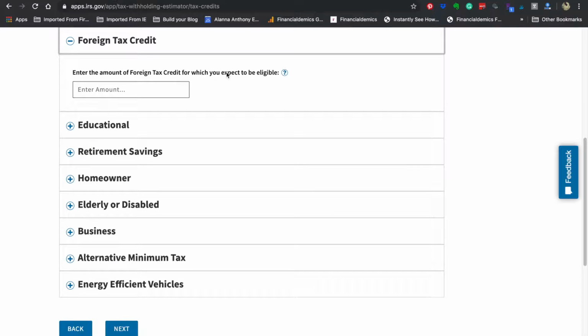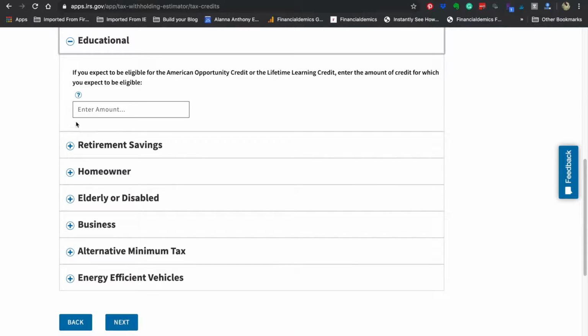So here's a foreign tax credit. They have educational tax credits here. If you're in school or someone in your family, especially if you're filing married filing jointly and you have children who is eligible for the American Opportunity Credit or the Lifetime Learning Credit, then you can put in the amount you expect to be eligible for. Like I said, use your previous tax return to estimate this.